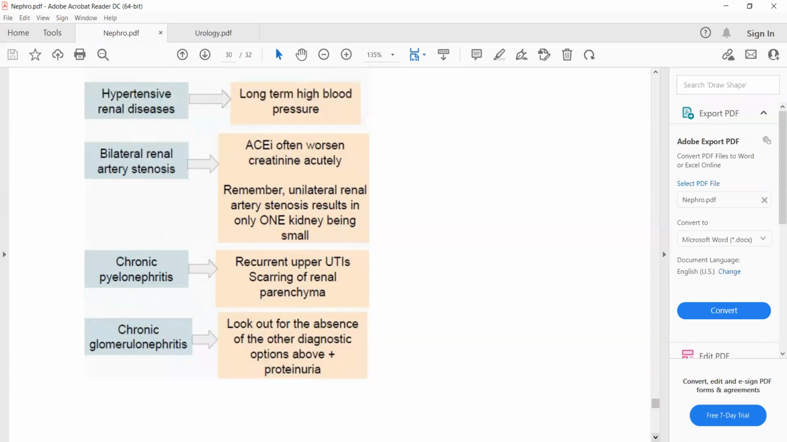And if none of these features is given, that is, long-term high blood pressure or recurrent UTIs or worsening of creatinine with ACE inhibitor, and only small kidneys with proteinuria is given, then your diagnosis will be chronic glomerulonephritis. So this was all about the causes of small kidneys and how to differentiate between them. I hope it's clear to everybody.